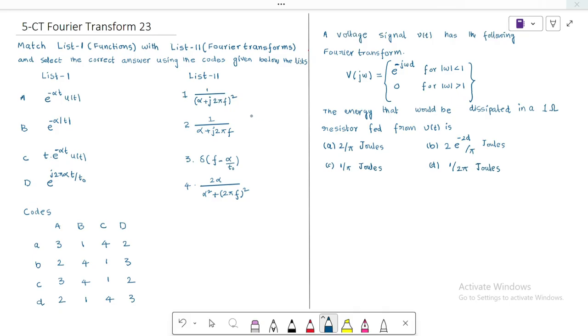I'm going to explain some previous year questions asked in the Indian Engineering Service Examination, which is conducted by the Union Public Service Commission. So these are the previous year questions. These are asked in the electronic communication stream.